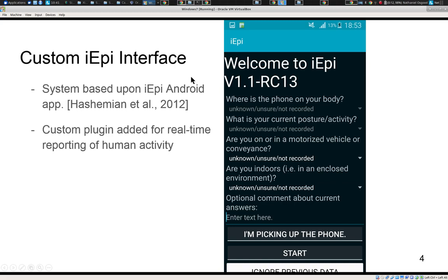Okay. So this interface had a bunch of questions. You can see them there. Where's the phone in the body? What's the current posture? Are they in a motorized vehicle? Why would you ask that? Well, if we're trying to figure out, for example, if someone's sitting down or standing up, our interpretation of the data might be affected if they are in a vehicle. Imagine if they're I remember traveling to do canoeing up in Mississippi.